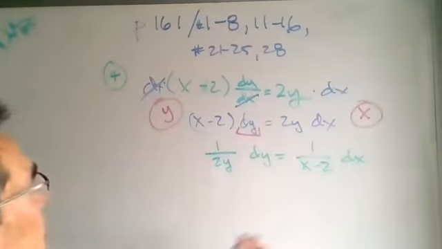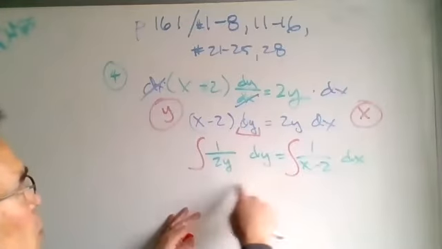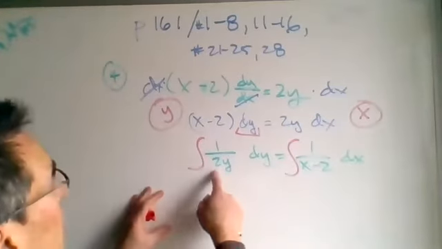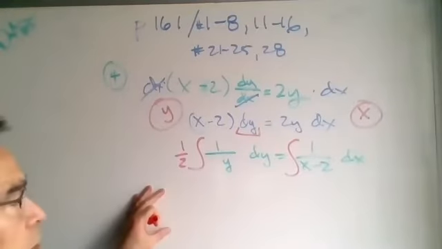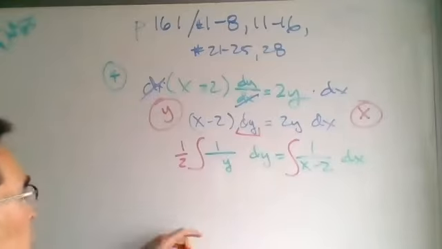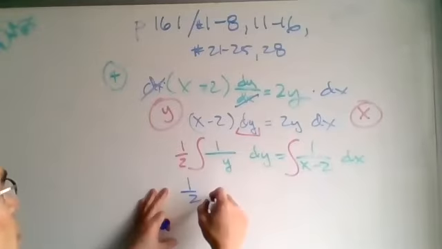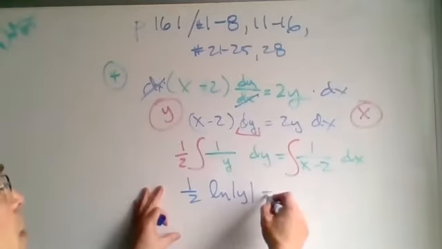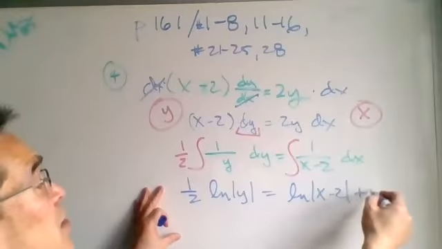So we can integrate, right? This is all in terms of y. This is all in terms of x. That's great. So I'm going to pull the 1/2 outside like this. Easier, right? We're okay over here. So how do these integrate? Well, this one over here on the left-hand side would be a 1/2 natural log of absolute value of y, right? Over here, this will be natural log of absolute value of x minus 2 plus c.